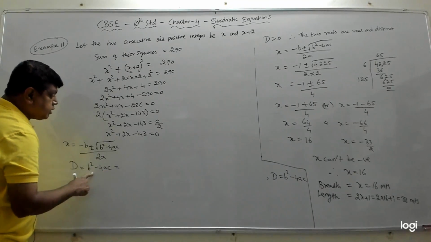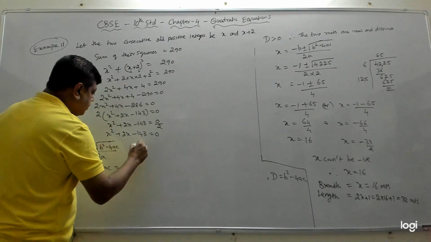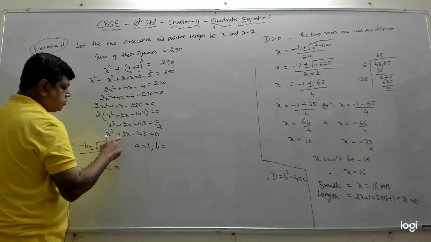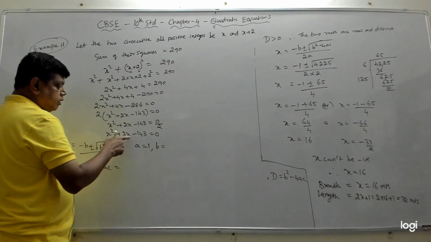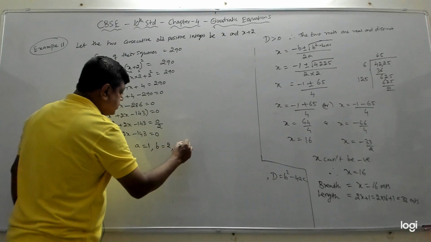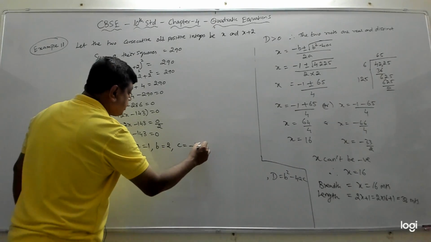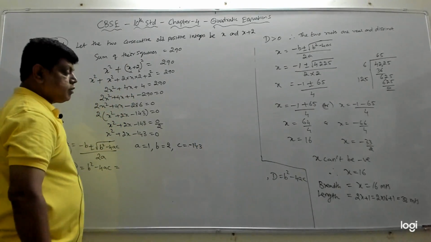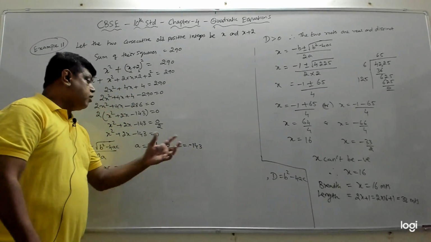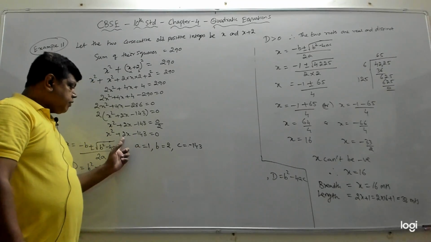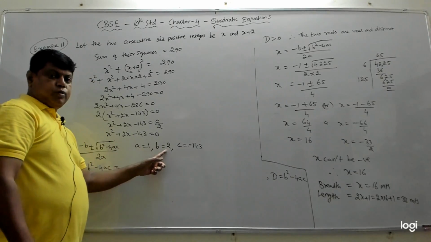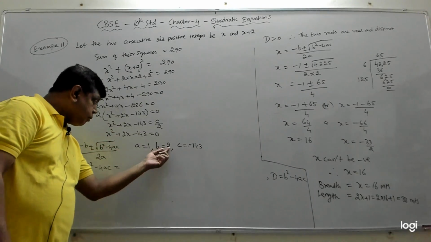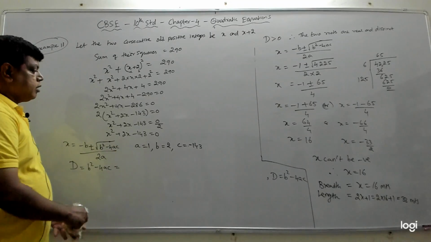And what is the value of that? Okay, we need to find a, b, c. What is a? A is coefficient of x square, which is 1. B is coefficient of x, which is 2. And c is the constant term, minus 143. Don't just take 143. I've seen students taking c as 143. You should always take it with the sign. Here b we have taken 2 because it is plus 2, so we don't have to put the sign here. A is also plus 1. But if it is minus 2 here, then you should put b equal to minus 2. Now we have found a, b, c.